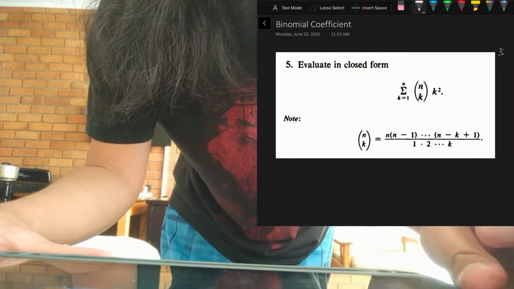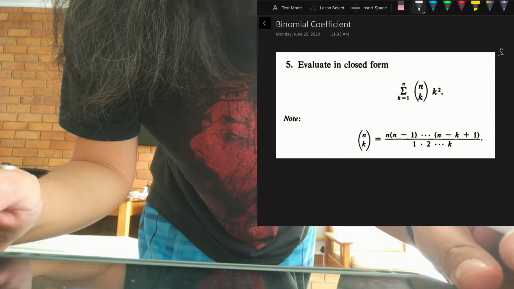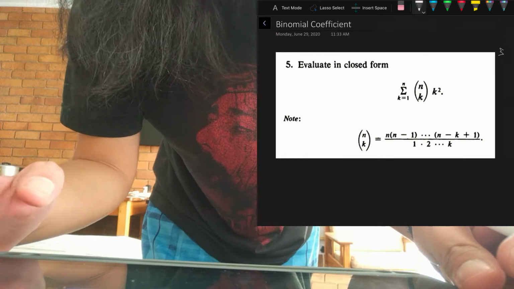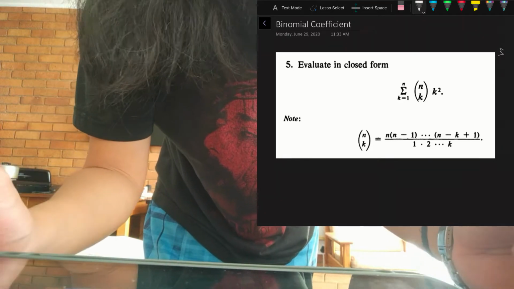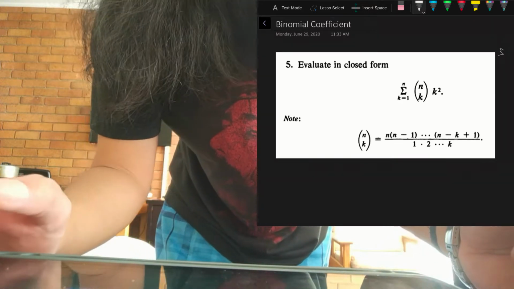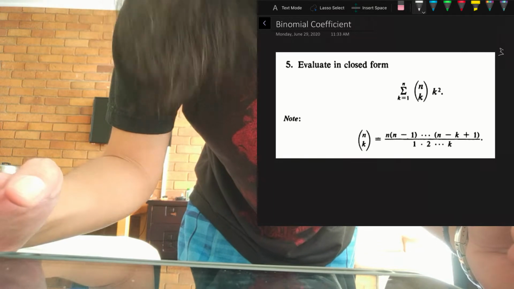Okay, so the problem reads, evaluate in closed form the summation from k equals 1 to n of n choose k squared, and then note that n choose k, which is of course the binomial coefficient, is given by n multiplied by n minus 1 all the way up to n minus k plus 1 all over 1 times 2 all the way up to k.